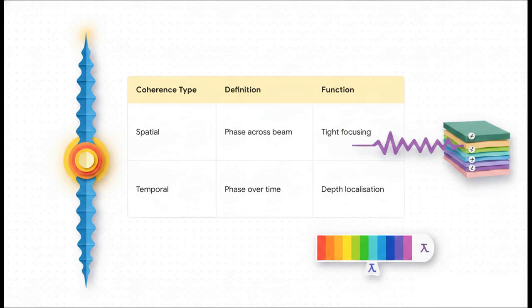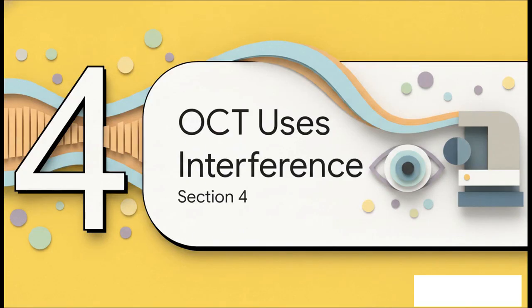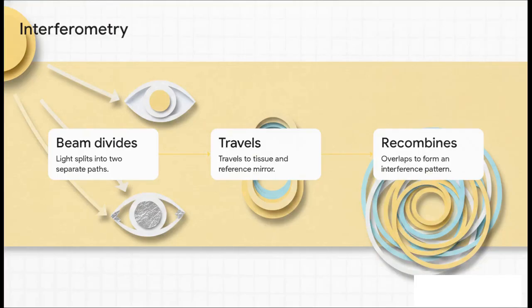As we're going to see in a minute, temporal coherence is what dictates exactly how well we can pinpoint depth in our medical images. Moving right along to Section 4, how OCT uses interference. So the actual OCT machine operates as something called an interferometer. Imagine the journey of a single photon entering the system.